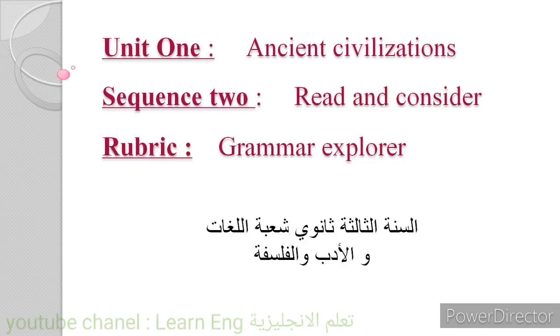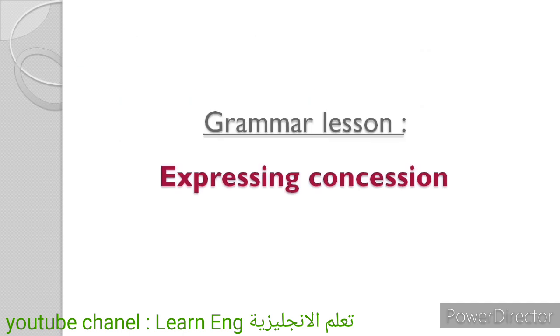So today's lesson is for third year secondary school students, especially literary and foreign languages streams, because this lesson is from the first unit, Ancient Civilization, and it is a grammar lesson. As I said, it is a grammar lesson, which is expressing concession. We are going to start with some examples, then we will conduct the rule. We will see the rule of this grammar lesson.